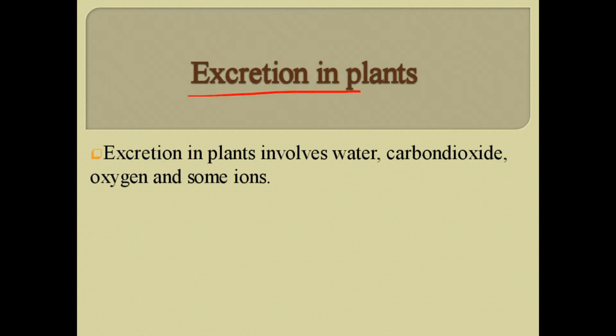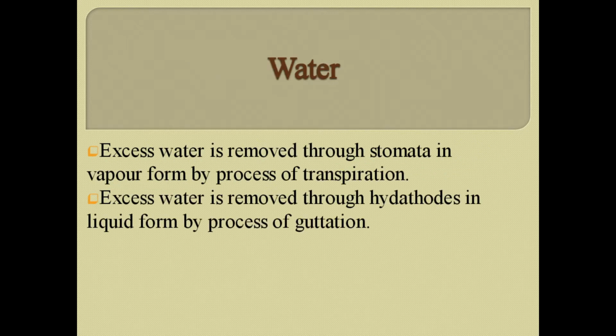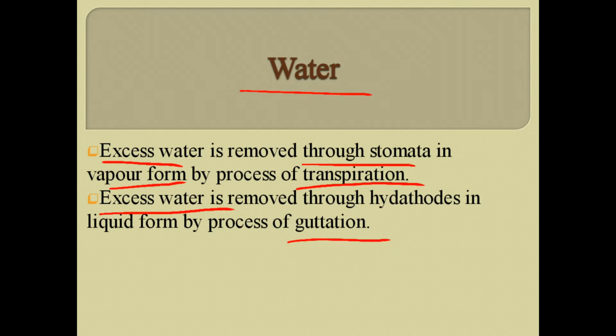So, excretion in plants involves water, carbon dioxide, oxygen, and some different ions. Water is removed by two processes. The first is transpiration and the second is guttation. Transpiration is the phenomenon in which the plant loses excess water through the stomata in vapor form, whereas in guttation, the plant loses excess water through special pores called hydathodes in liquid form. We have discussed it earlier.